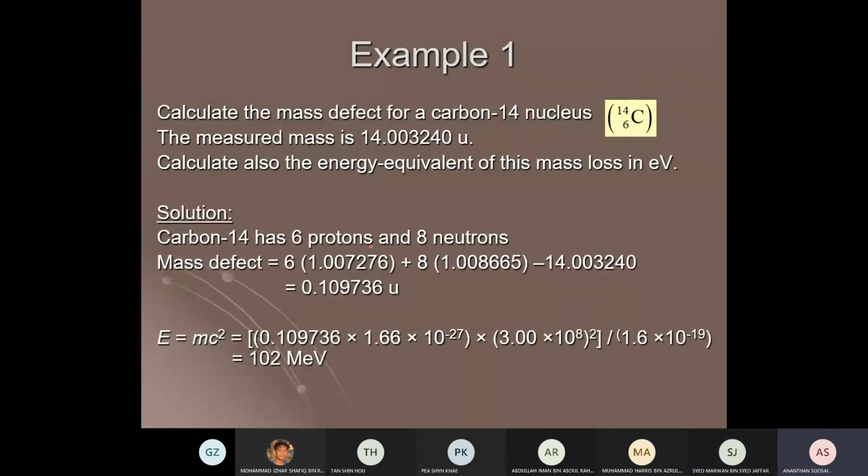This is how the working goes. Carbon-14 has 6 protons, 8 neutrons. So mass defect is 6 times mass of proton plus 8 times mass of neutron minus the mass of the nucleus. So the mass defect is found to be this much in U.